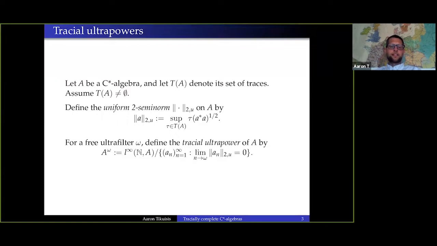Now from this, if you also take a free ultrafilter, then you can define what we call the tracial ultrapower, or I've often called it the uniform tracial ultrapower of A, as the following. You take bounded sequences in A, and then you mod out by sequences for which this 2,u seminorm converges to 0 along the ultrafilter.